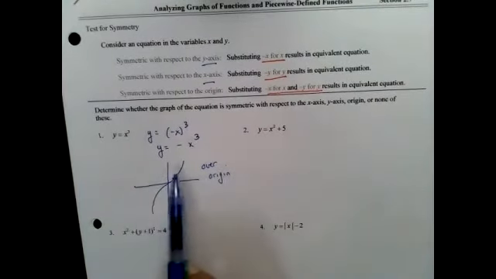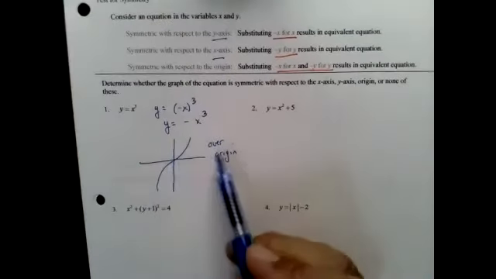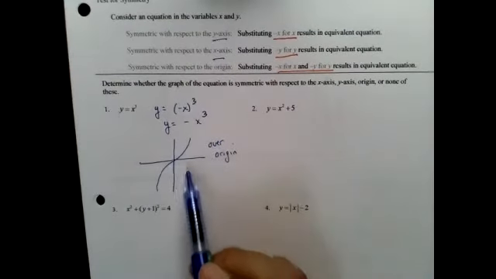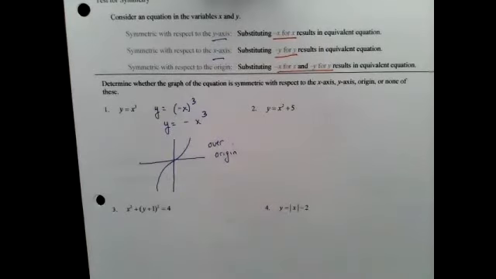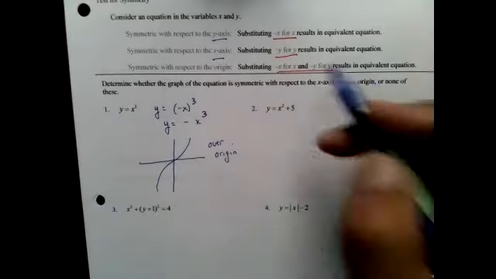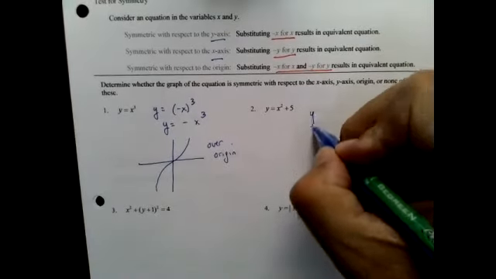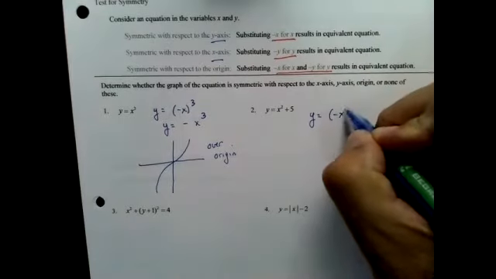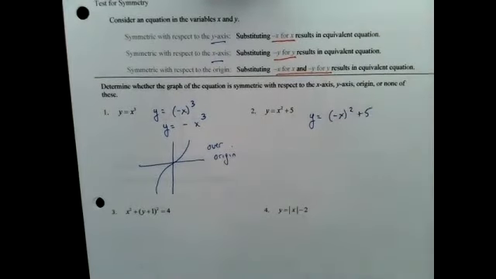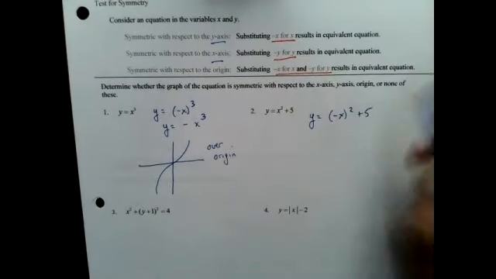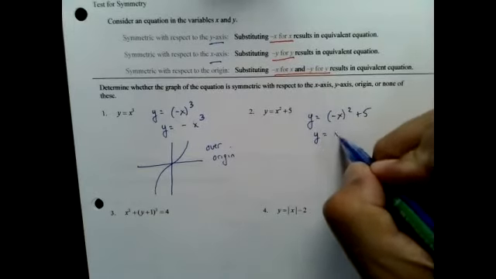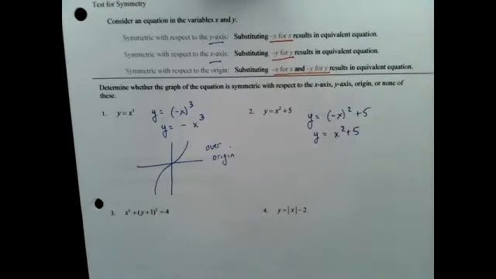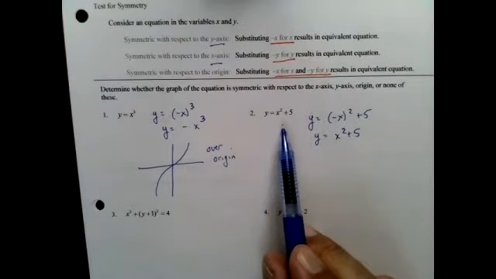Because I can't flip it over the x-axis. I can't flip it over the y-axis, but it's a rotation. Yeah, I know. Hang in there, folks. This time, if I put in -x, y equals (-x) squared plus 5, which gives me y equals x squared plus 5. I'm back to what I started with.